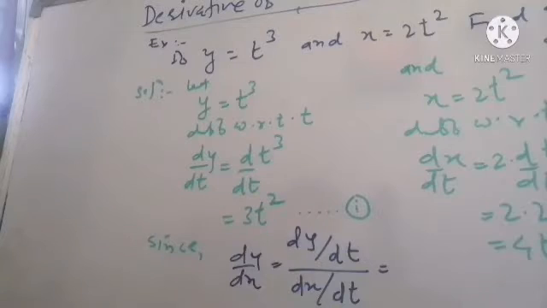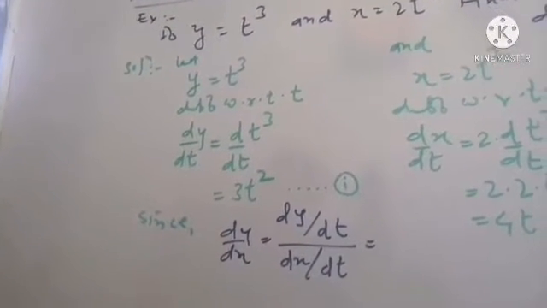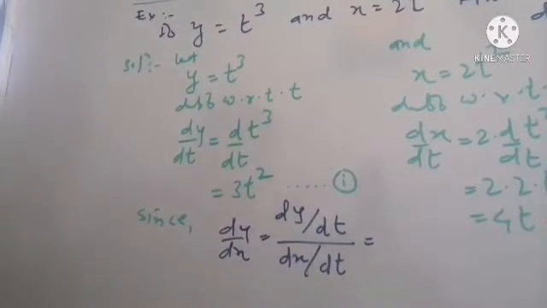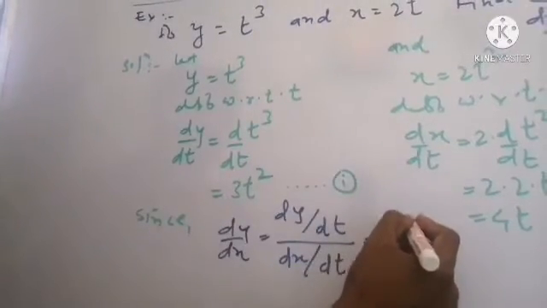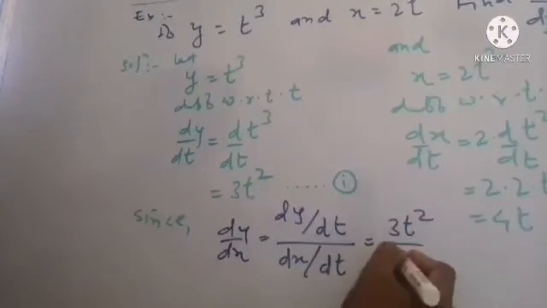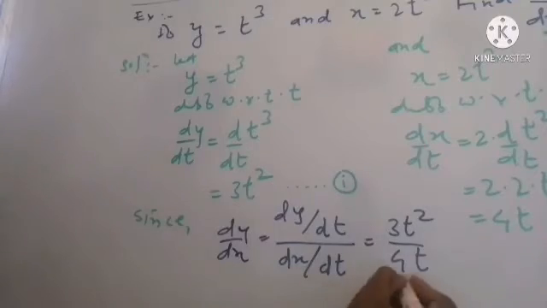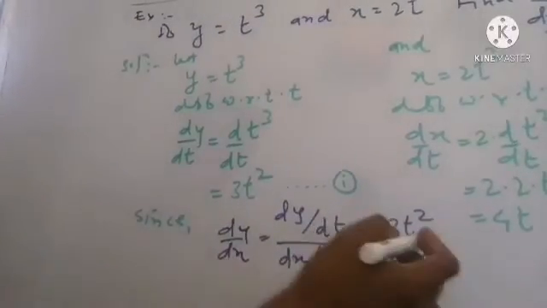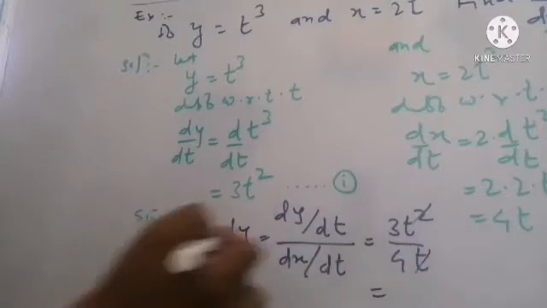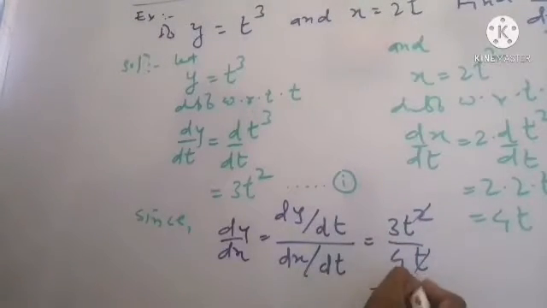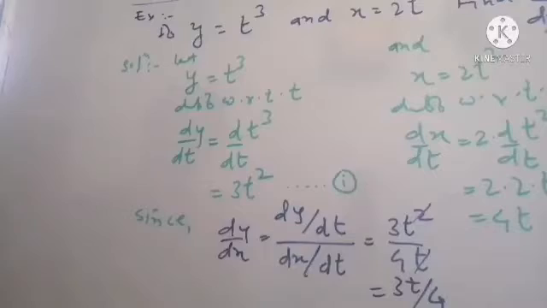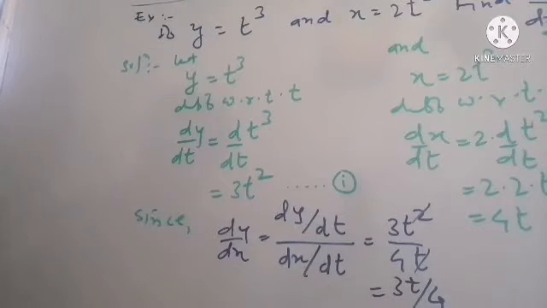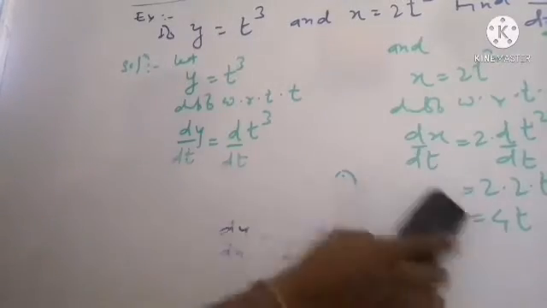As dy by dt from number 1 is equal to 3t square, and dx by dt from number 2 is 4t. Simplify this or leave it as it is. Here t square gets cancelled by the denominator t, so we get the final answer 3t divided by 4, and this is our answer for dy by dx. Okay, next example we are going to see.